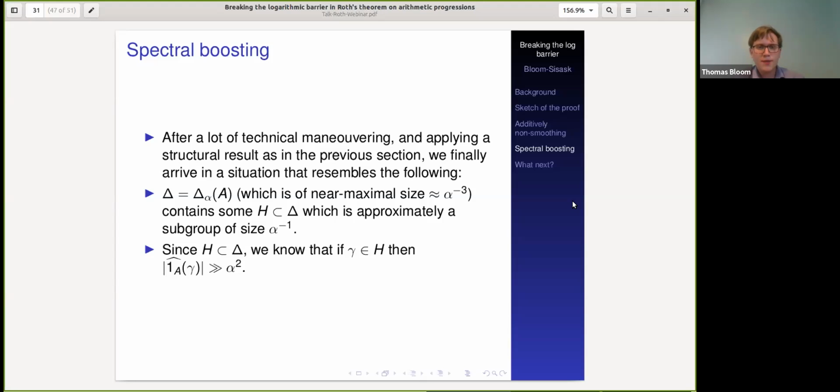Now, since H is a subset of delta, then we certainly know that by definition, if I have a character gamma inside H, then the absolute value of the Fourier transform at gamma is at least alpha squared. Okay. So that's naively all I can really say. So that gives me a very structured ensemble of Fourier coefficients which are somewhat moderate in size, right? So H is very structured. It's basically a subgroup. It's of size roughly alpha to the -1, and everybody in it has basically Fourier coefficient around alpha squared in size.